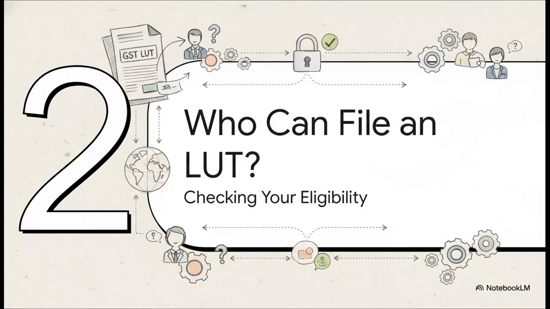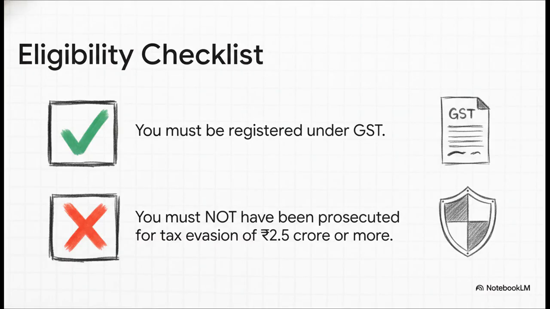Okay, so it sounds great, right? The big question is, who gets to use it? Can your business file for an LUT? Let's take a look at the eligibility. And this is the best part. It's incredibly simple. There are really just two main conditions. One, you have to be registered under GST. That's a given. And two, you can't have been prosecuted for tax evasion where the amount was 2.5 crore rupees or more. That's it. If you meet those two simple criteria, you are good to go.